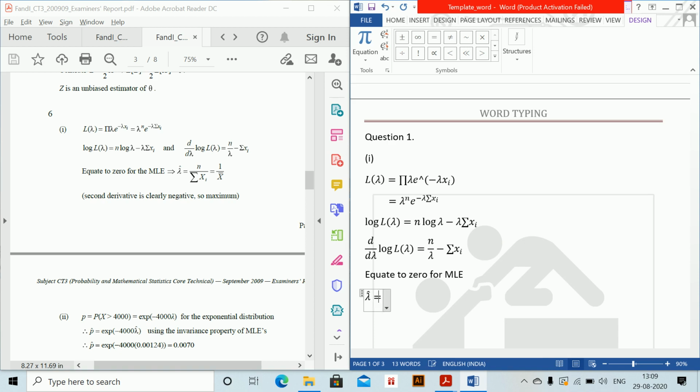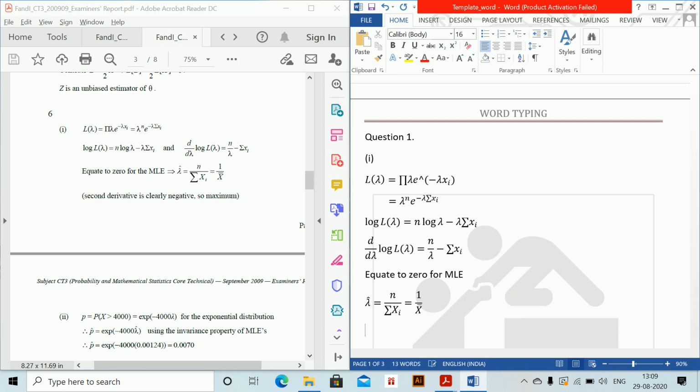So therefore alt equals to lambda hat, 2 times space. So this becomes lambda hat is equal to n by, then we write backslash sum space capital X underscore i space brackets close. So there was a by also here. Okay, and give space. n by summation xi is equal to 1 by x bar. So how will you write x bar? So this becomes 1 by x bar.